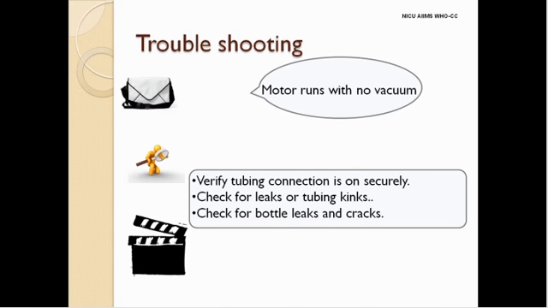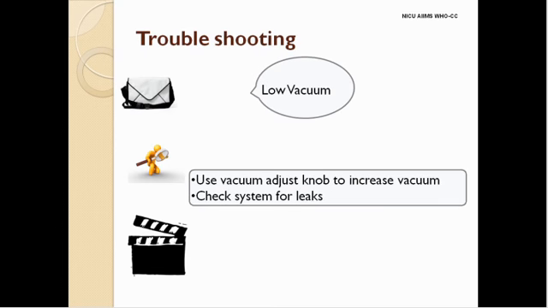Another common problem which one may encounter is that the motor is running but the machine is not creating a vacuum. Again, check the tubing connection whether it is secure. Check for leaks or kinks in the tubing and check for bottle leaks and bottle cracks. If the machine suggests a low vacuum, adjust the vacuum knob to increase the suction pressure and check for the system leaks or any breaks.